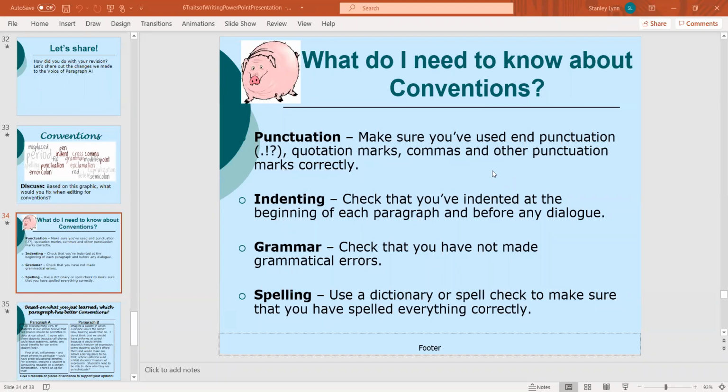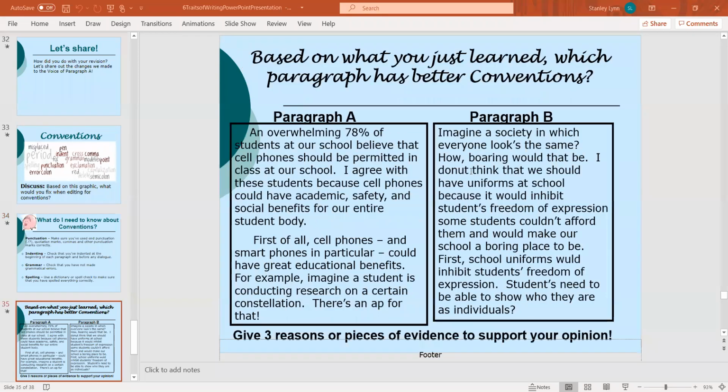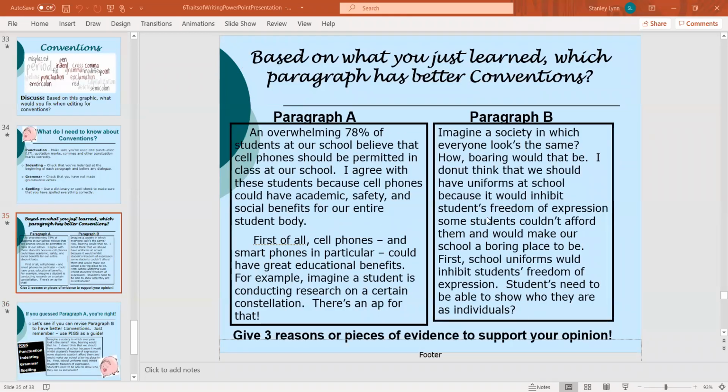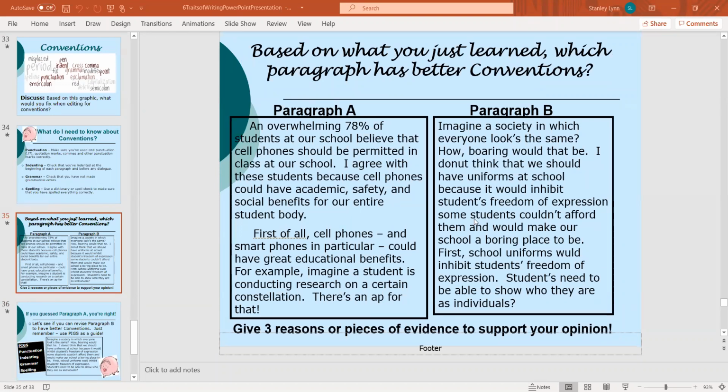Okay? Remember, indenting, you hit the tab button 1 time. It automatically indents for you. Grammar. You need to go back and check that you have not made any grammatical errors. And spelling. Use a dictionary or spell check to make sure that you have spelled everything correctly. Again, you have another paragraph that you need to choose and give your reasons.